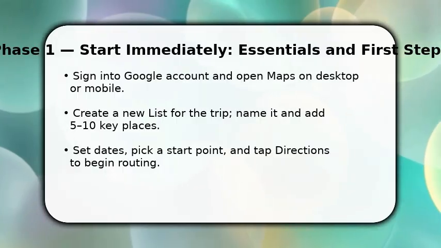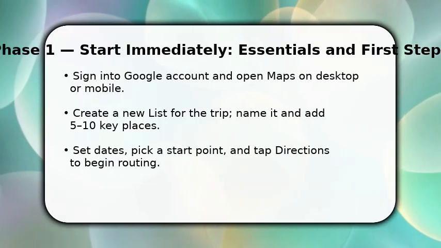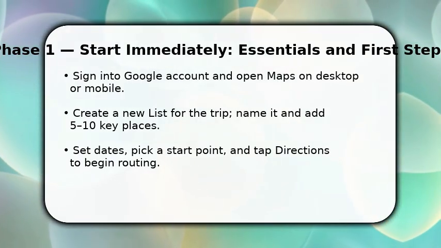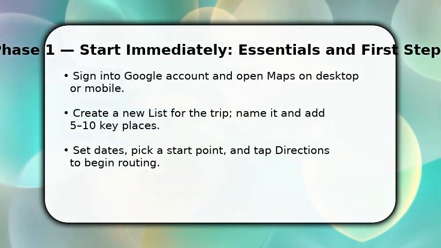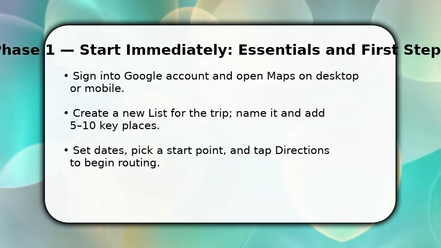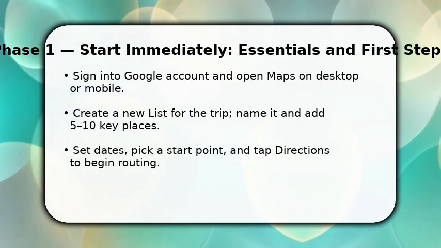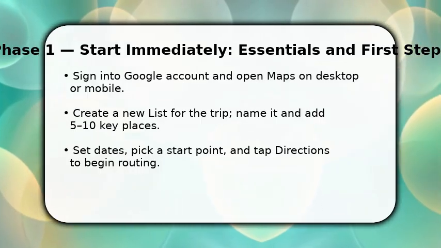You'll start by getting focused. Sign into your Google account and open Maps on desktop or mobile so your data syncs. Once done, create a new list named for the trip and immediately add 5-10 must-see locations. This keeps the plan editable. Next, pick your start point and tap directions to lock in the main route. This first step builds the spine of your itinerary and makes it easy to add stops and timings later.